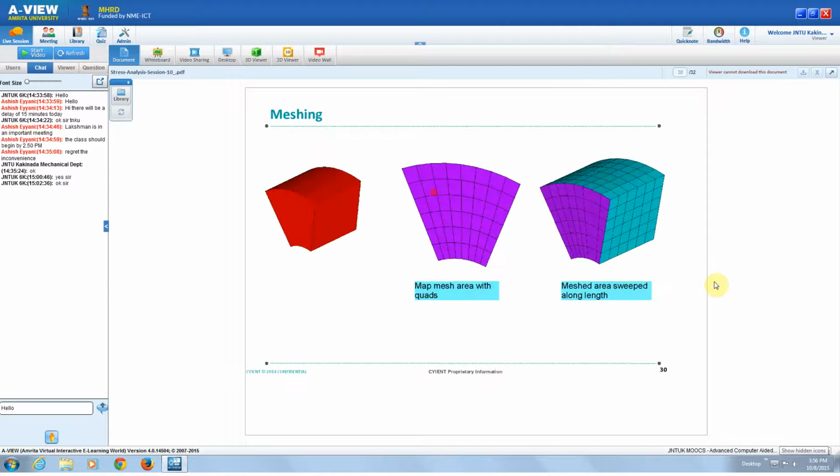And coming to map meshing, this is how a map mesh looks like. This mesh is perfect, and this map mesh will be swept similar to what we have done previously. So this is how we will be doing sweep meshing.